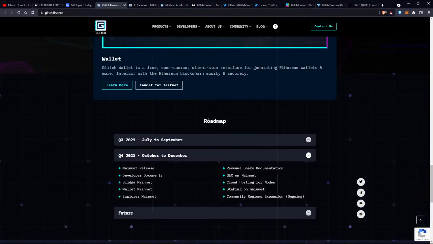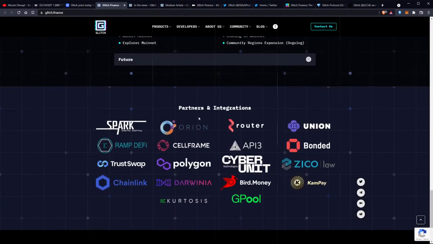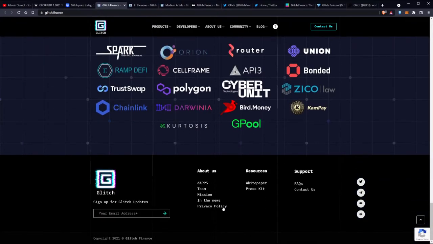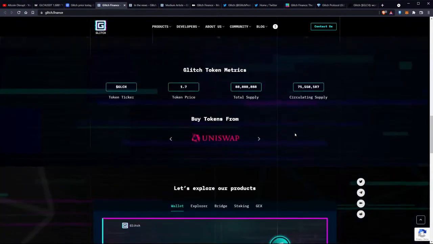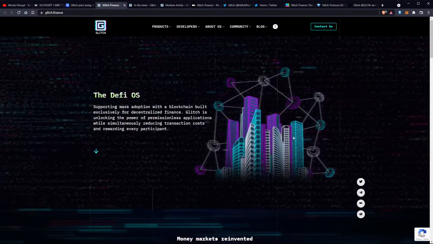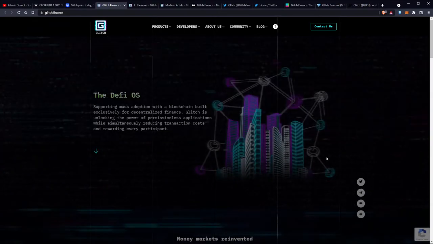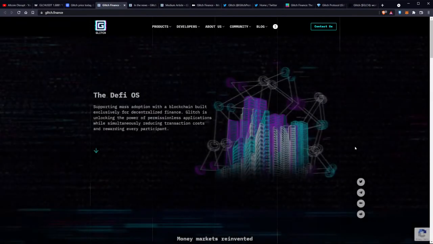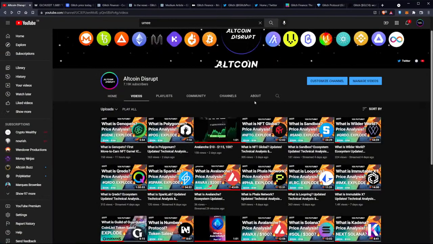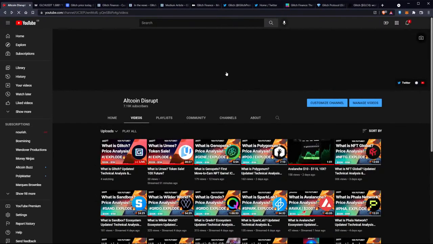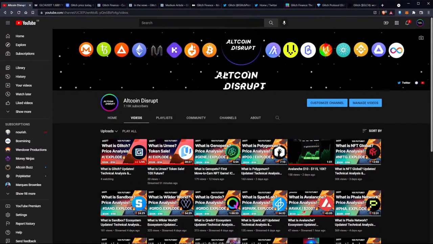Once again, this is the roadmap right here that I completely missed on the site. These are some of the partners and integrations: Chainlink, Polygon, TrustSwap, Bonded, Union, Router, API3, Zcolar, Campay, Bird.money, Gpool, Kurtosis. The list goes on. Really interesting stuff. I'm expecting big things, especially because the roadmap is giving me a lot of confidence, based on everything that they're capable of achieving.